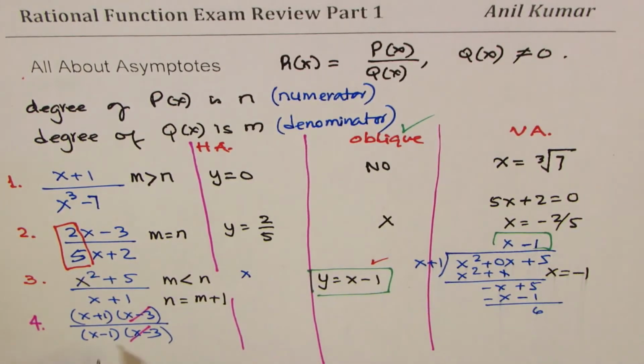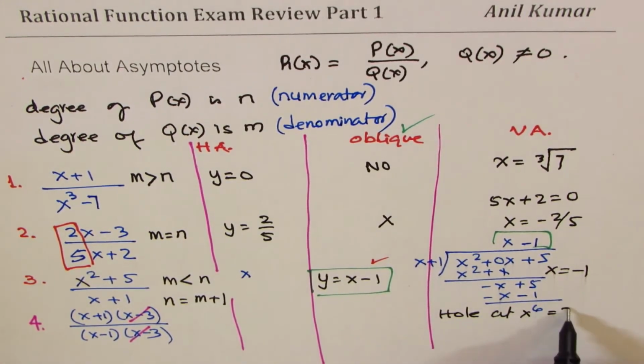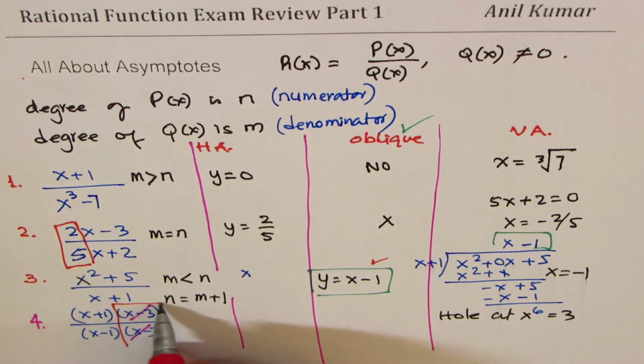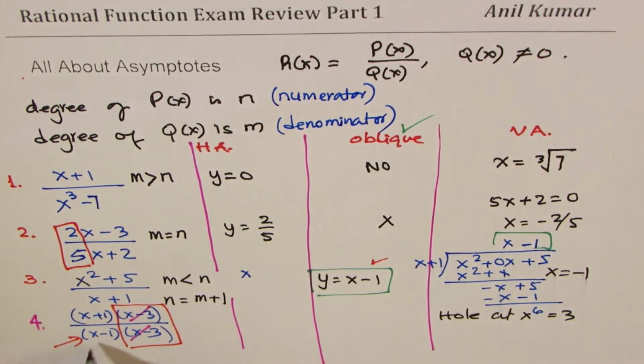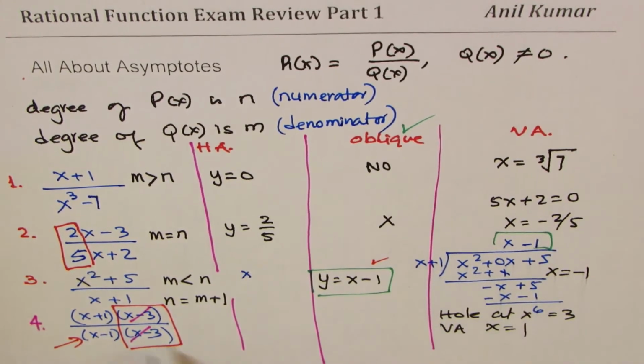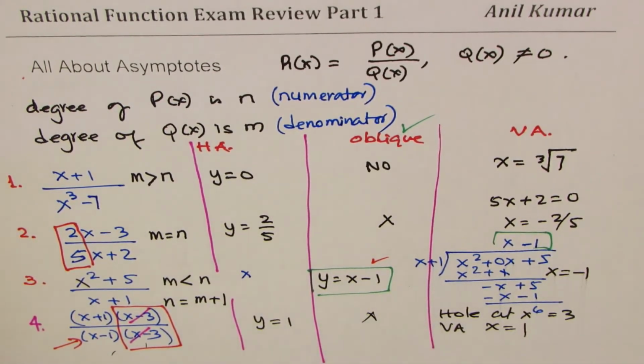So in this case, what we have is we have a hole at x equals to 3. Wherever the factor cancels, this portion gives you a hole, right? However, that portion will still give you a vertical asymptote, and we will have a vertical asymptote at x equals to 1. Perfect. Now their degrees are same, and therefore we'll have a horizontal asymptote y equals to 1 also, right? No oblique asymptote. So that could be another interesting case for you.